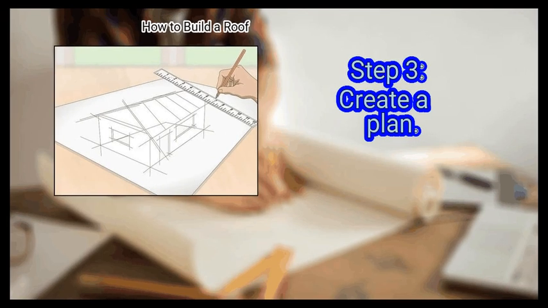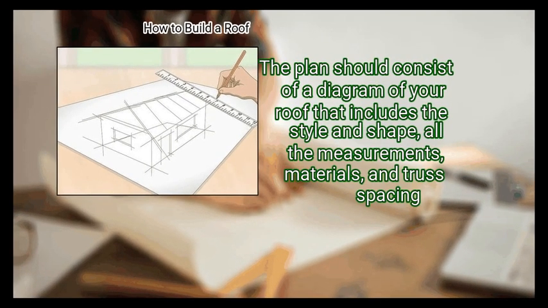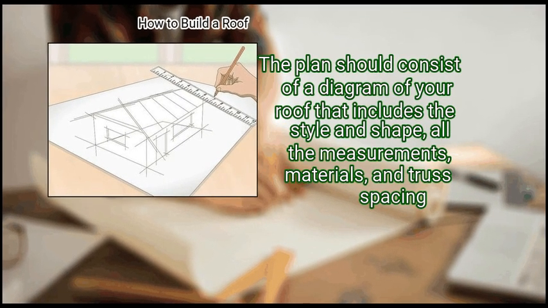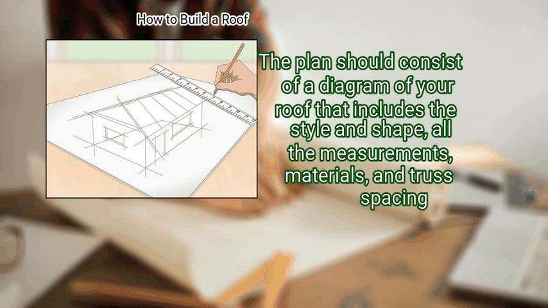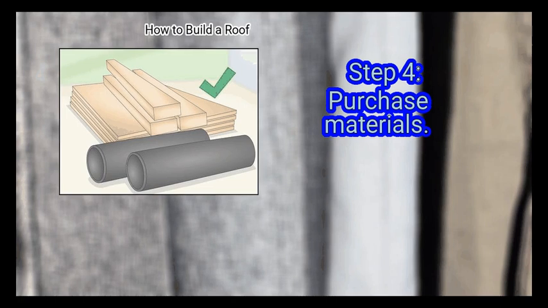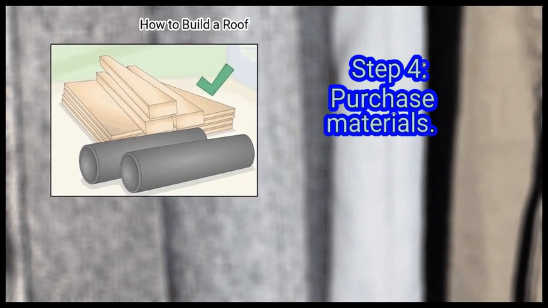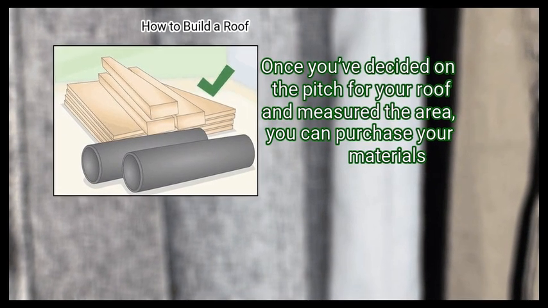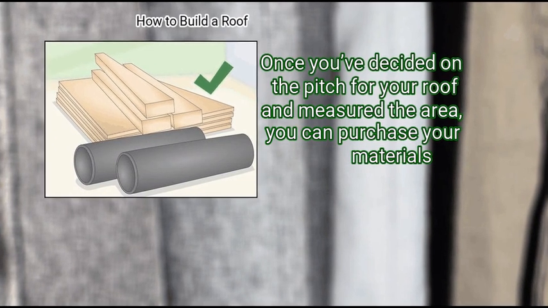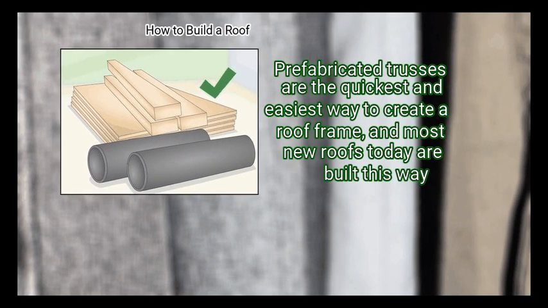Step 3. Create a plan. The plan should consist of a diagram of your roof that includes the style and shape, all the measurements, materials, and truss spacing. Finally, purchase materials. Once you've decided on the pitch for your roof and measured the area, you can purchase your materials.